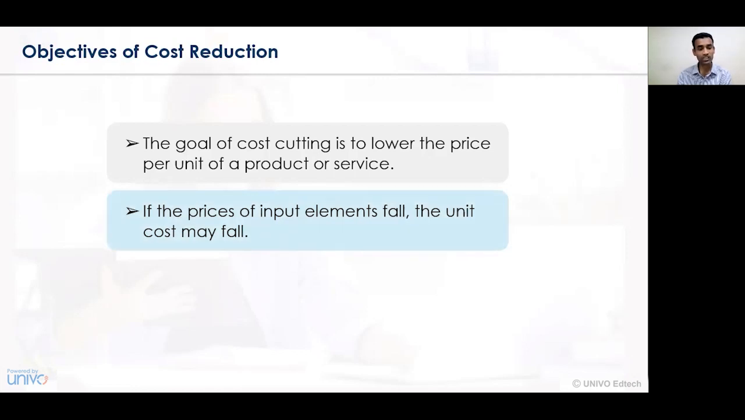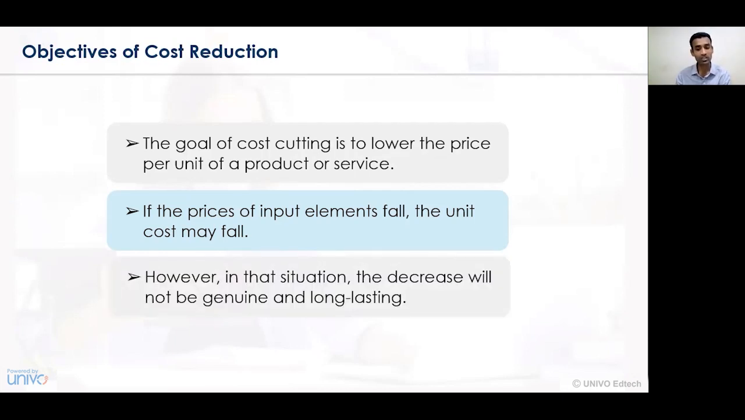The second objective of cost reduction is that if the price of the input elements falls, the unit cost may fall. So if there is a reduction in the cost of the inputs, then accordingly there will be a reduction in the cost of outputs, or the total cost of the particular products also. So it focuses initially on the cost of inputs, and accordingly the cost per unit for a certain product or commodity also falls simultaneously.